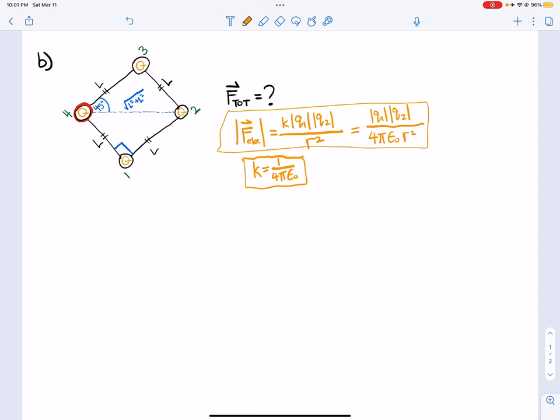And epsilon naught is the permittivity of free space, which just means this is how well the electric field works in a vacuum, okay? And R squared is the distance between the center of charges. All right, moving on.